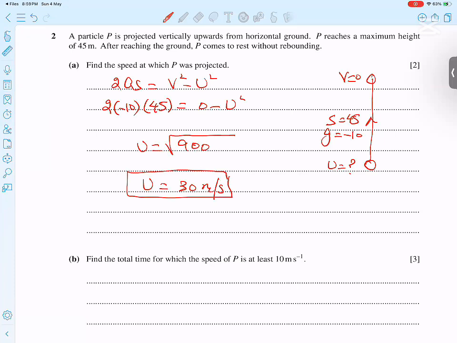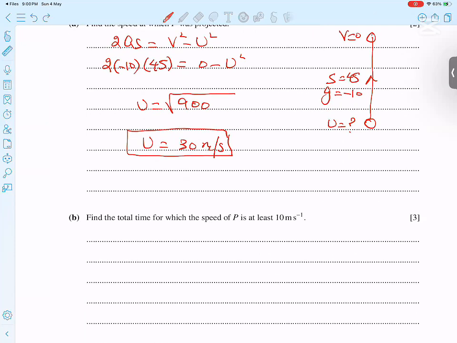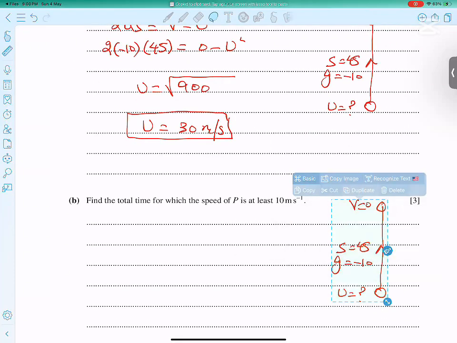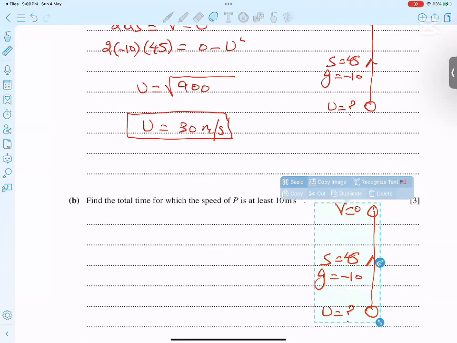Second part, he's saying find the time for which the speed of P is at least 10. It means while this process where the speed is 10, we don't know. Okay, so let's think about it. That is very short: the starting velocity is now 30, we know it. So let's talk about the same diagram we have. Okay, I just paste the same here. So not a big change, I make it.